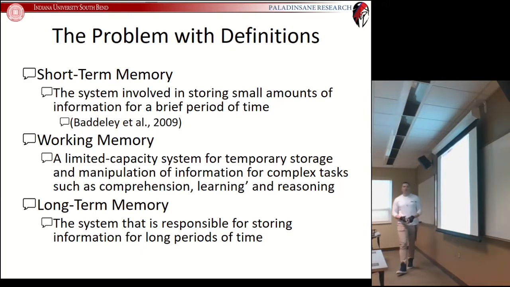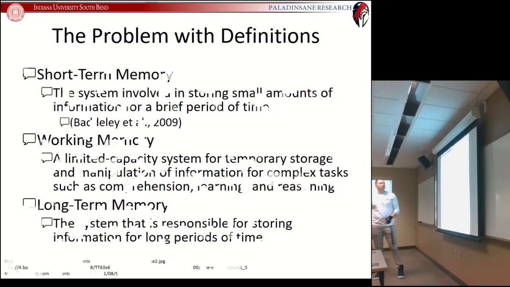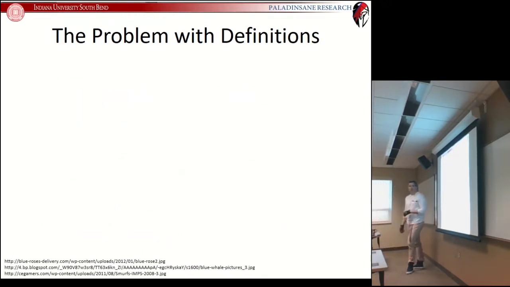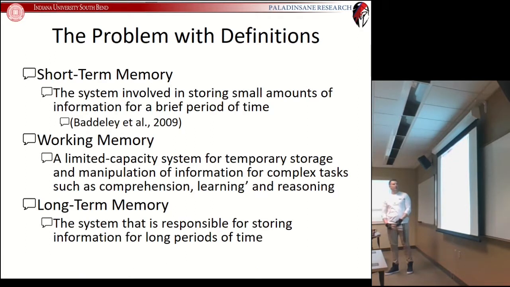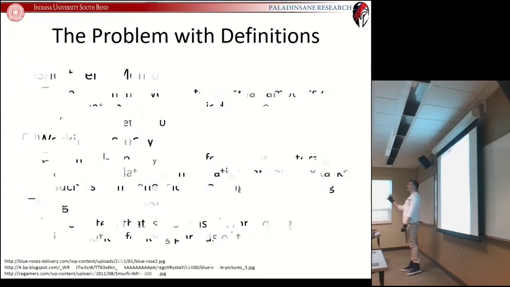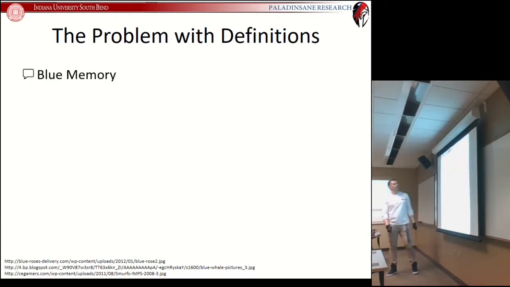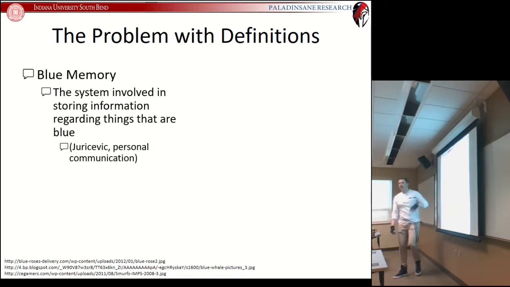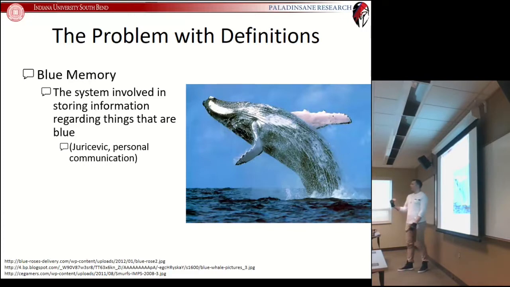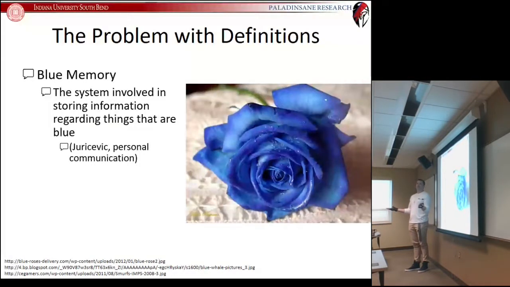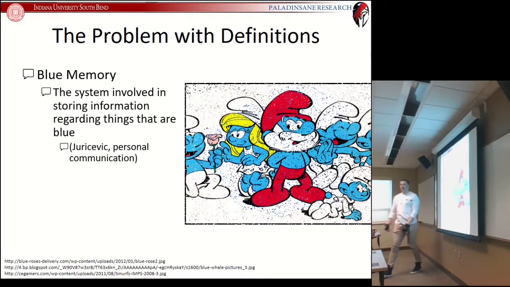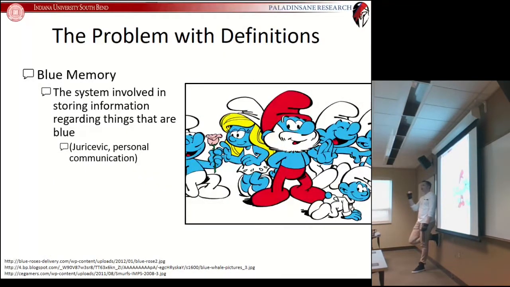Well, let's illustrate it with some other definitions where the problems will be obvious. So let's say that I decided to enter the memory field, memory research, and I said, all right, you have your 3 processes of memory. You've got short-term memory, working memory, long-term memory. I have actually identified another mode of memory. I have identified what I like to call blue memory. And blue memory is the system involved in storing information regarding things that are blue. So we definitely have blue memory. If you can remember what a blue whale is, you have blue memory. If you can remember what a blue rose is, and know that these do not occur naturally, you have stored that information somewhere in your blue memory. If you know the name of these creatures, you have stored Smurfs in your blue memory.